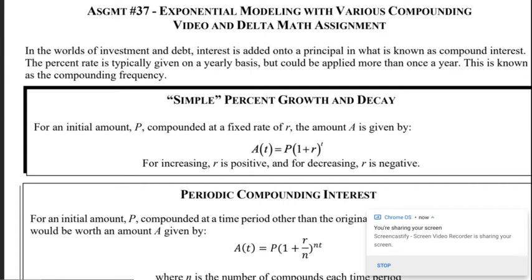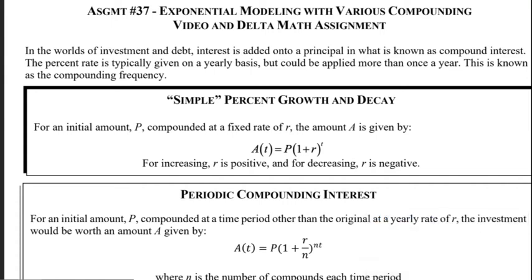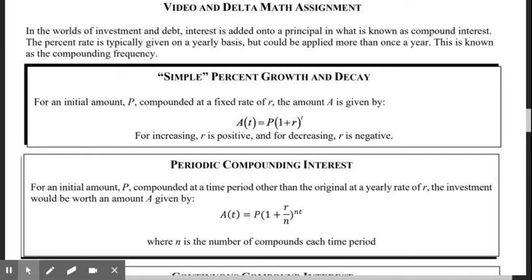This is assignment 37. We're doing exponential modeling again, but this time there's going to be different types of compounding. So we're on page 21 again, assignment 37. This first one, the simple percent growth and decay, is what we did during the last lesson. You're given a principal amount, you're given an annual rate, and you just figure out what this is. Now, the next one, periodic compounding, is a little bit different.